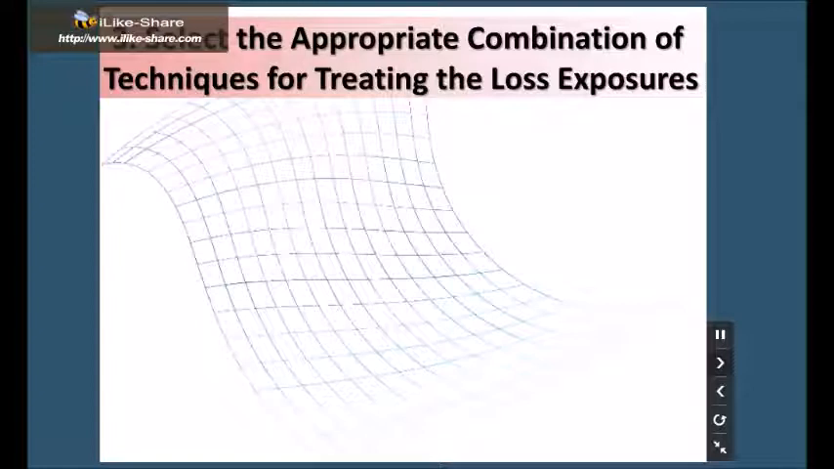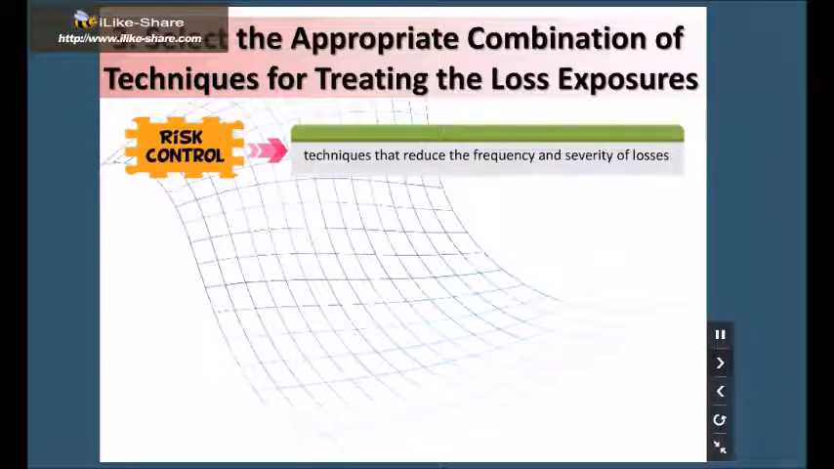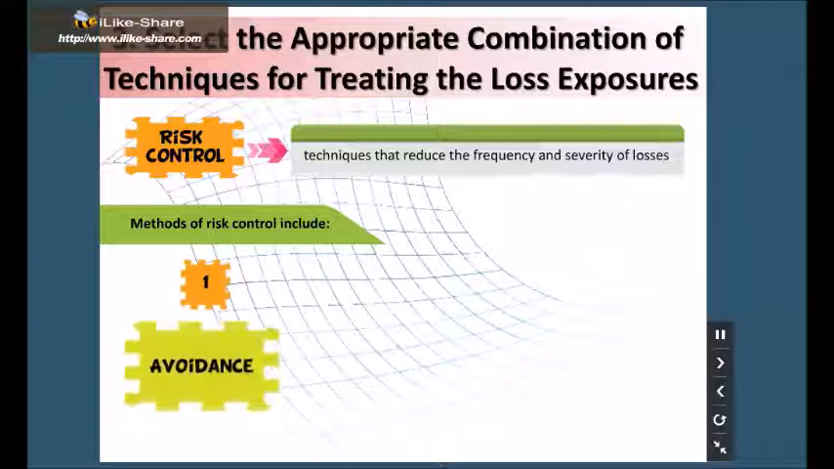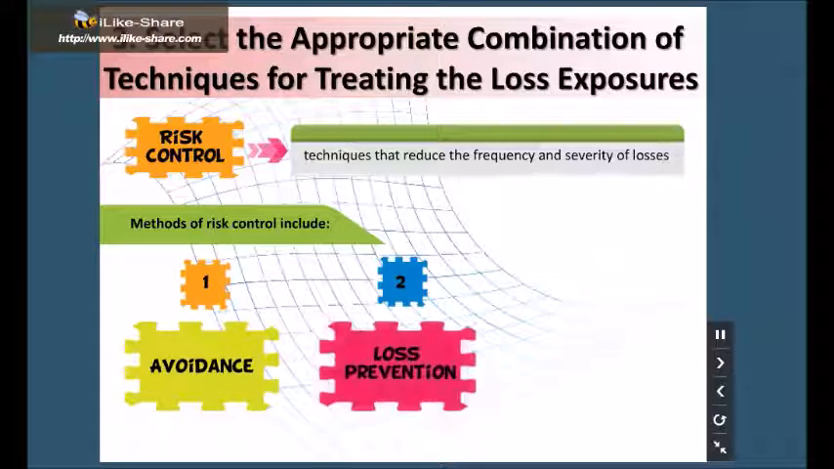Select the appropriate combination of techniques for treating the loss exposures. Risk control: techniques that reduce the frequency and severity of losses. Methods of risk control include avoidance, loss prevention, and loss reduction.